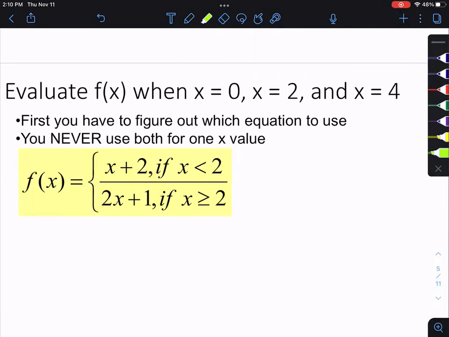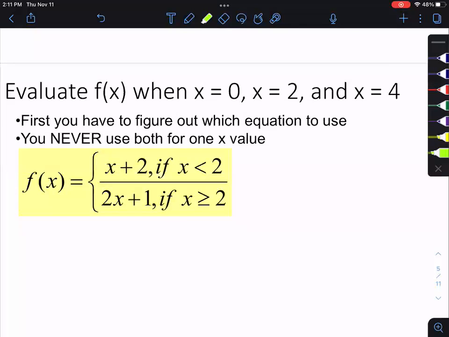So first thing we're going to do is evaluate given different x values. We're going to evaluate f of x when x equals 0, when x equals 2, and when x equals 4. The first thing we need to do is figure out which equation we need to use. Keep in mind that you're never going to use both equations for one single x value.